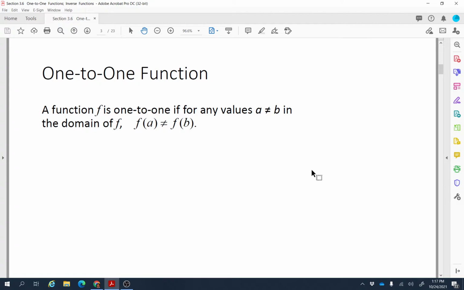A function f is one-to-one if for any values a not equal to b in the domain of f, the value of the function at a and the value of the function at b are not equal in the range of f. So the meaning is, let's say here is the domain of the function, and this is the range of the function.